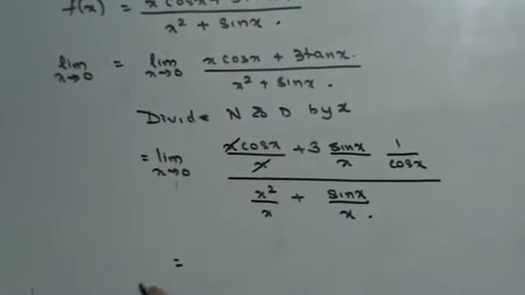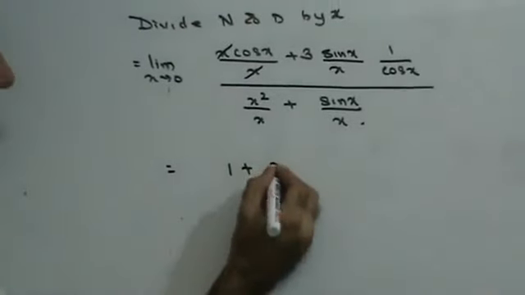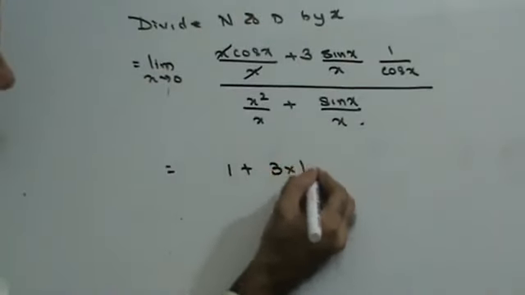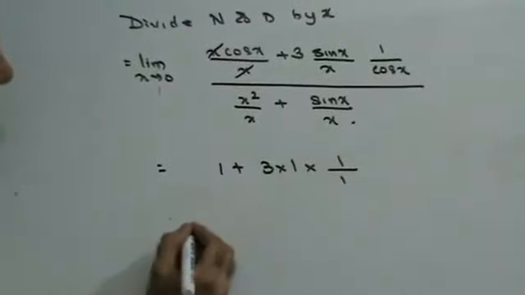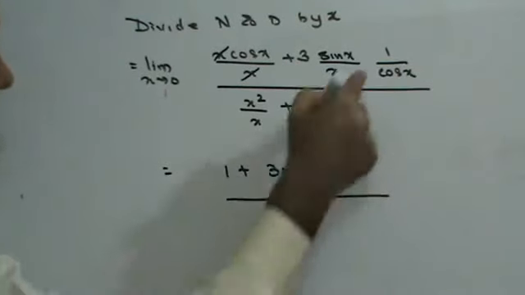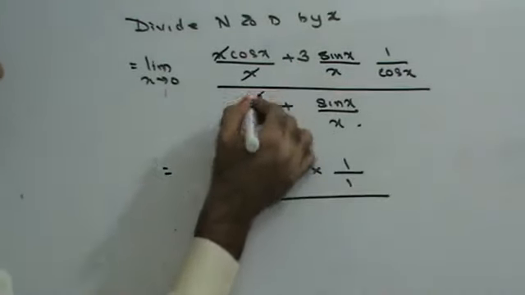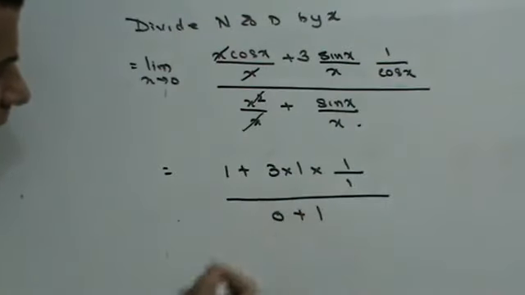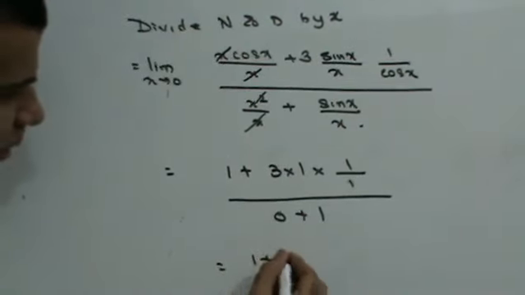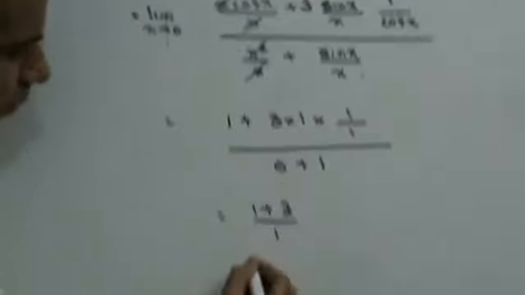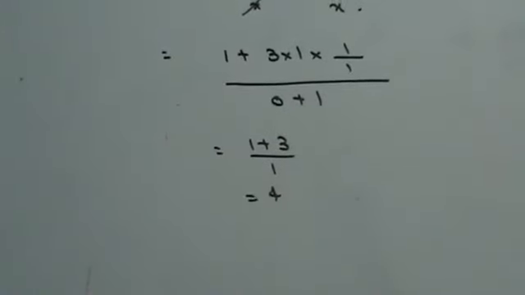Cos of 0 is 1 plus 3. Sin x upon x is 1. 1 upon cos of 0 is 1. I substituted the value, guys. X is 0, sin x upon x is 1. So answer is 1 plus 3 upon 1, which is 4.